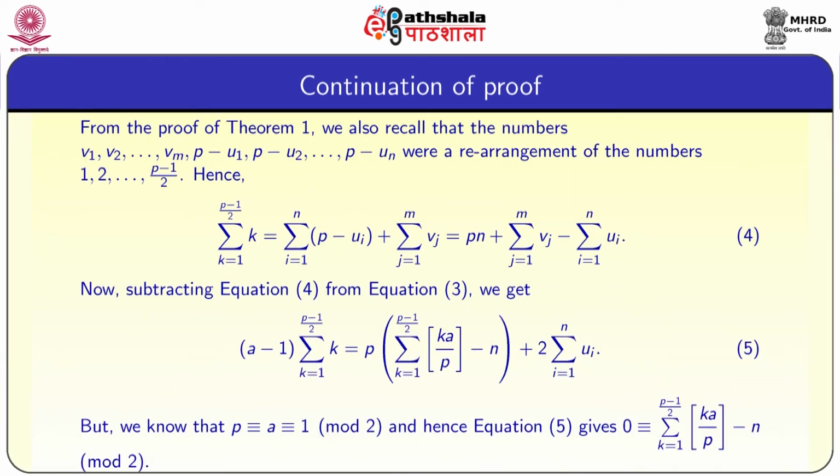But we know that p is congruent to a is congruent to 1 mod 2, since p is an odd prime, a is also odd. In the hypothesis of Eisenstein's lemma, this is important. It cannot evaluate a by p for all a, it is giving an answer only when a is an odd number. So, a is congruent to 1 mod 2. So, in the equation now it becomes a minus 1 is congruent to 0 modulo 2. So, we are going to get that summation k is equal to 1 to p minus 1 by 2 of floor of ka by p minus n is congruent to 0 mod 2.